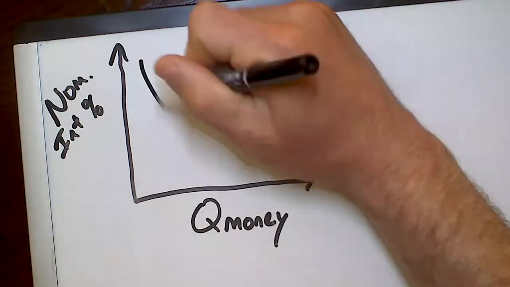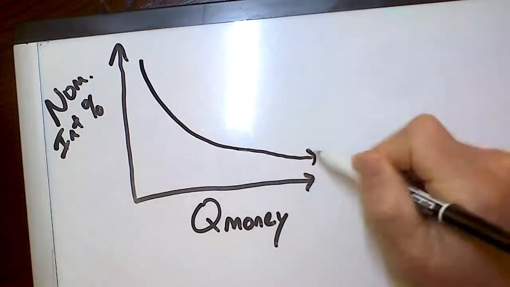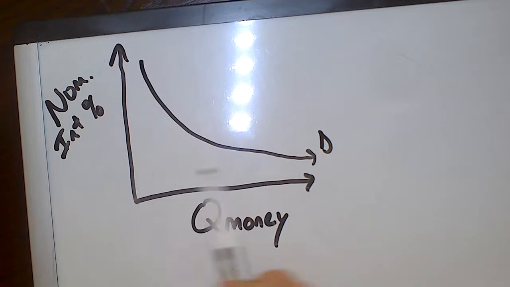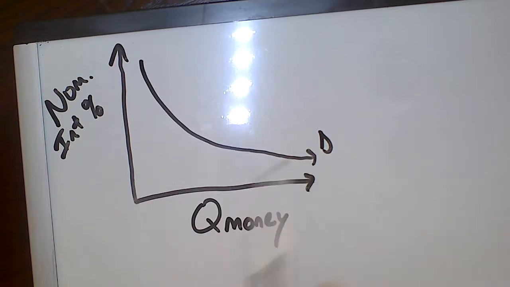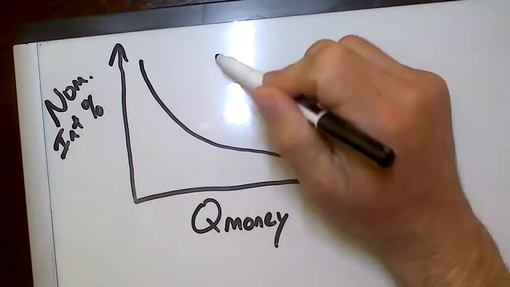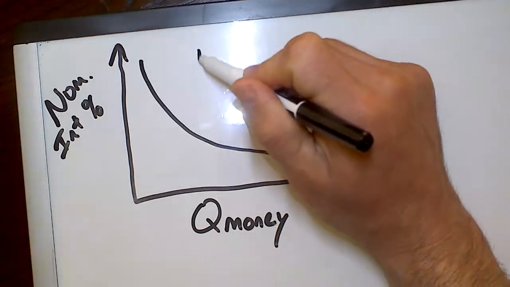Our demand curve is going to look like a traditional demand curve, sloping down and to the right, basically with the idea that if interest rates are low, people will be happy to take out more money. If interest rates are high, people will demand less money. Our supply curve, though, is going to look totally different from our traditional supply and demand curve. Well, not totally different, but our supply curve is just going to be a vertical line.